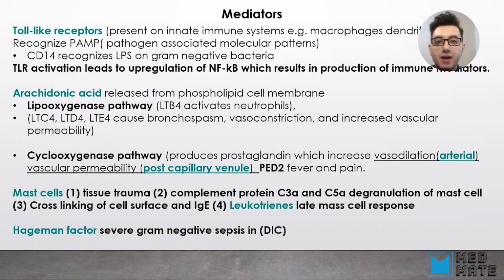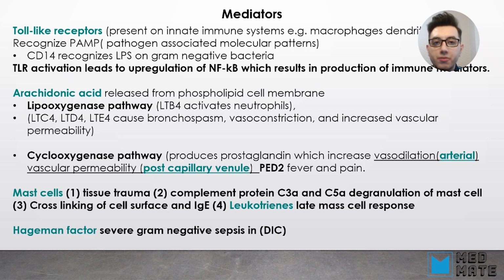Now, mediators of acute inflammation, the first one is toll-like receptors, and they are mainly present in the innate immune system. What you know about the innate immune system is that they are not as specific, and for example, macrophages, dendritic cells, and they are able to recognize PAMPs. This term stands for pathogen-associated molecular patterns. And PAMPs are all of those structures present on microbes, for example, and they have a specific shape that these toll-like receptors can recognize.